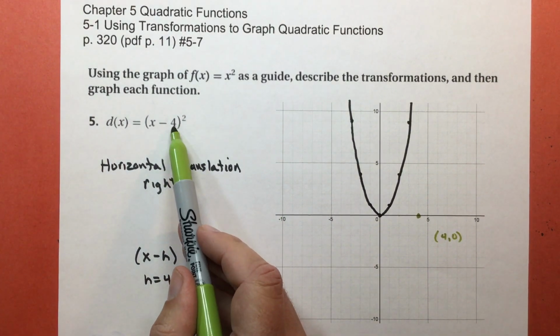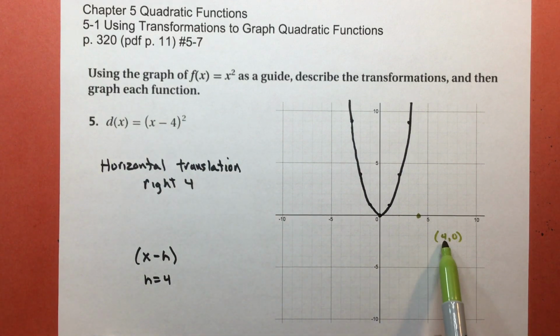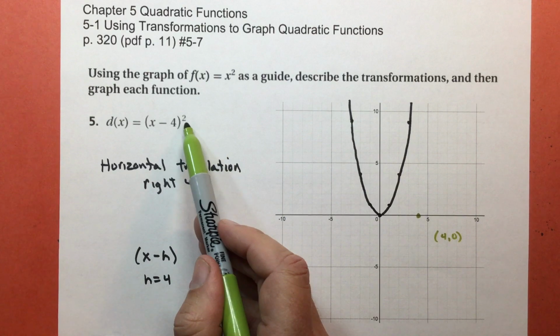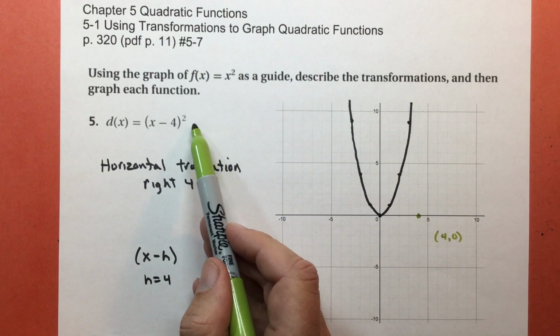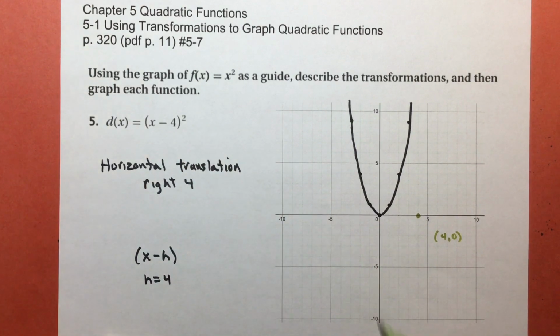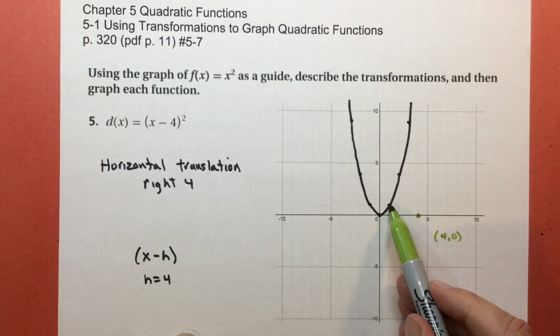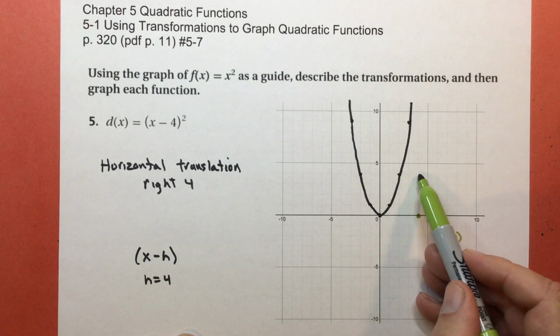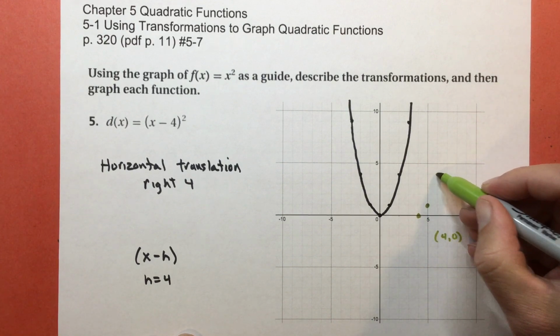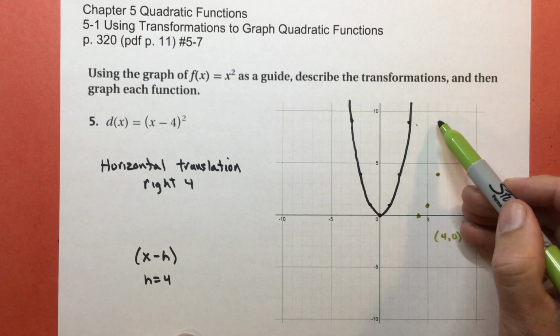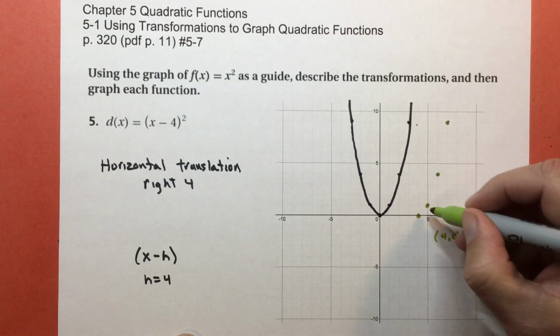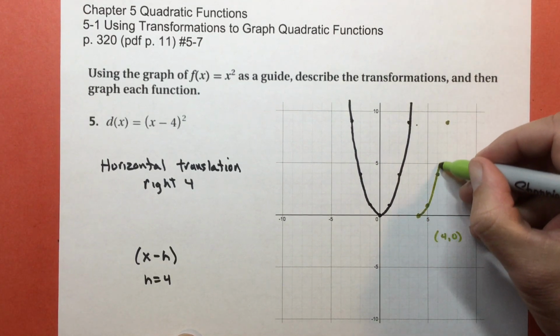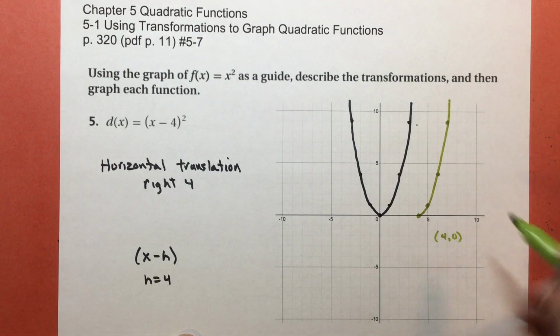So there's my h, which is the x-coordinate of my vertex. My k is 0 because I don't see anything added here. It's hidden, so it's the hidden plus 0. So it's not moving up and down. This point translates here. This point, 1, 2, 3, 4, goes right here. And this point, 1, 2, 3, 4 goes right here. So I got this part of the graph.